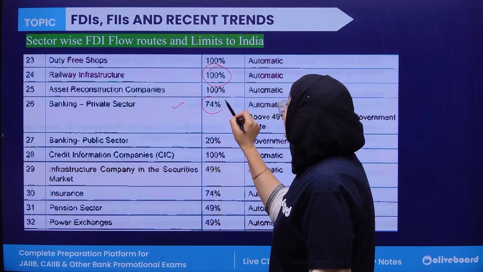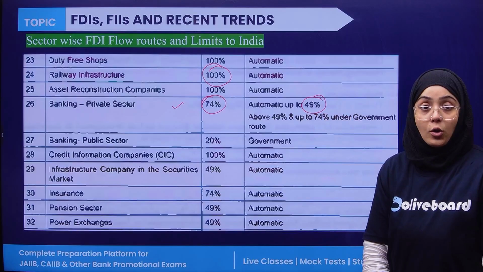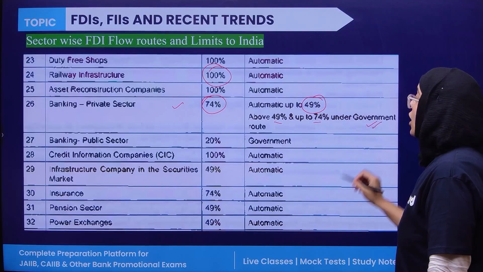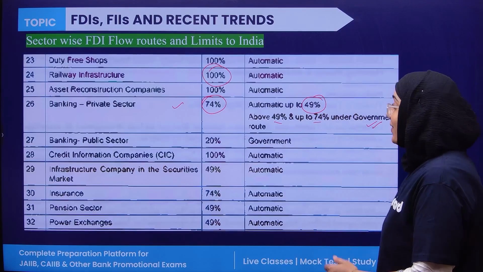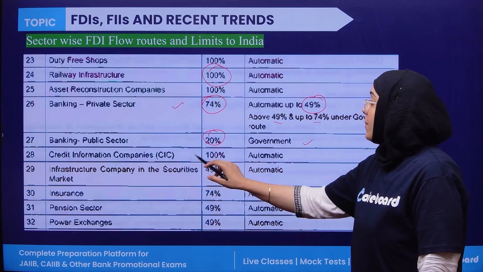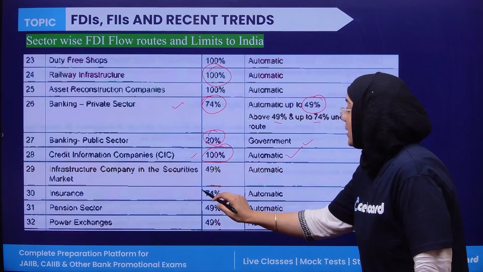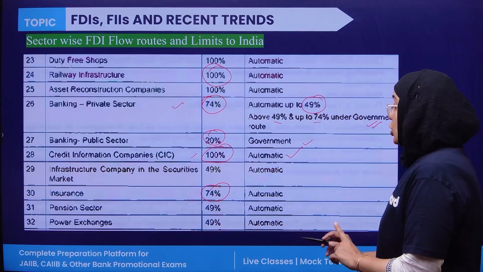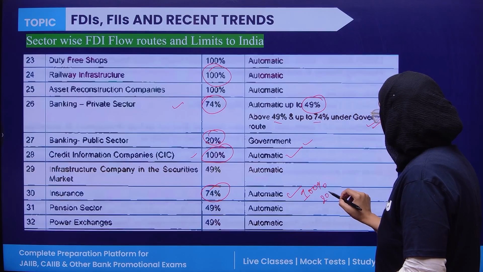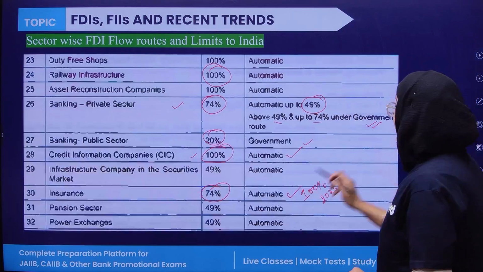Very important is banking, 74%, in which up to 49% is allowed through the automatic route. The rest, between 49 and 74%, is allowed through the government route. Now, public sector bank, 20% FDI is allowed through the government route. Credit information companies, 100% FDI is allowed through the automatic route. Then we have insurance, 74% through the automatic route. Now it has been upgraded to 100% in Budget 2025. Okay. Pension sector, 49% through the automatic route.